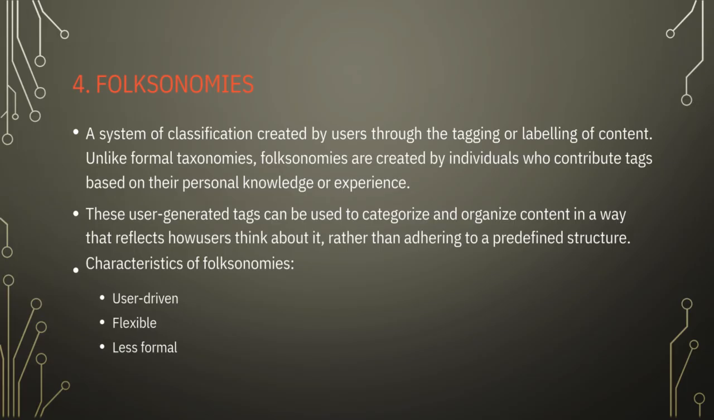There are three key characteristics of folksonomies. First, they are user-driven. The classification grows organically as users continue to tag content. Second, they are flexible. New tags can be added at any time without revising an entire classification scheme. Third, they are less formal. There is no strict hierarchy or controlled terminology, which allows creativity but may also introduce inconsistency.